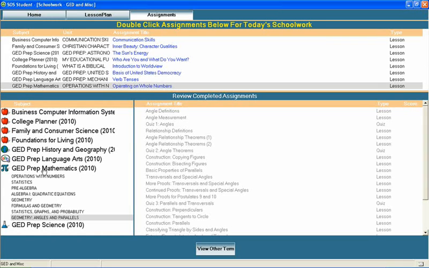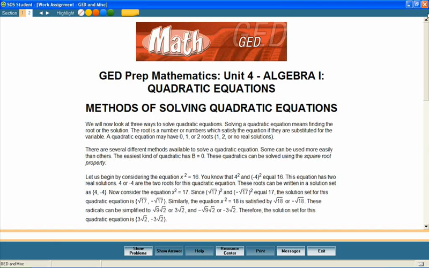Now let's take a look at a lesson from GED Math Prep to see how concepts like these are covered. The GED Prep courses were designed to provide a review of the basic skills and concepts necessary for successful completion of the GED exam. Now let's take a look at a lesson called Methods of Solving Quadratic Equations.